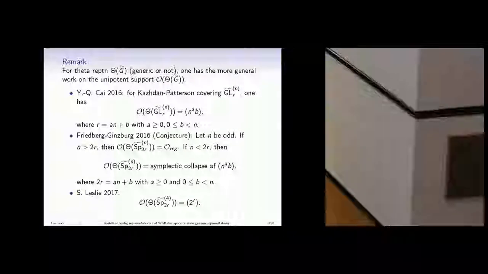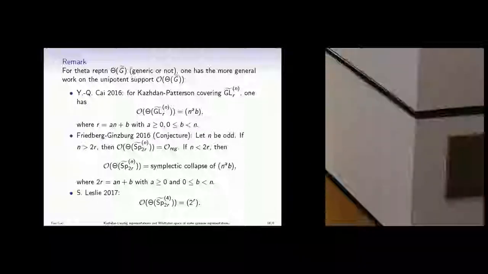A remark I want to mention is that although we are just restricting our attention to this Whittaker model, you could actually be considering general representations. For instance, what is the unipotent orbit support of that representation? We know more about the theta representation.